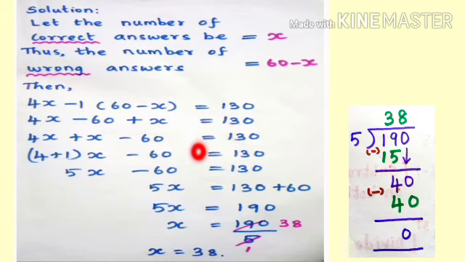Now, in the next step, we have to arrange the like terms and constants separately in an algebraic equation. So, 4x plus x. 4x and x are like terms. Minus 60 is equal to 130. Now, adding the coefficients of x alone, we get 4 plus 1 x minus 60 is equal to 130. Now, 4 plus 1 is 5. 5x minus 60 is equal to 130.